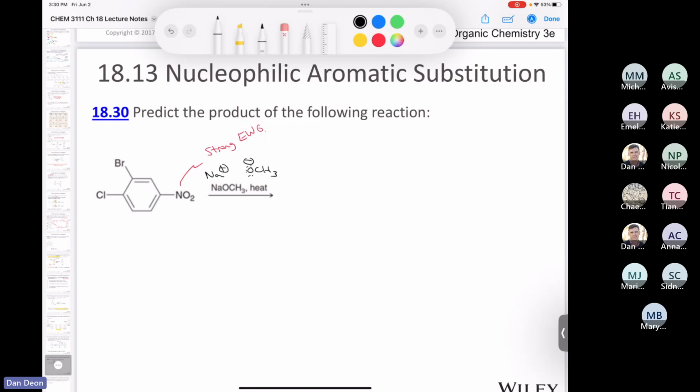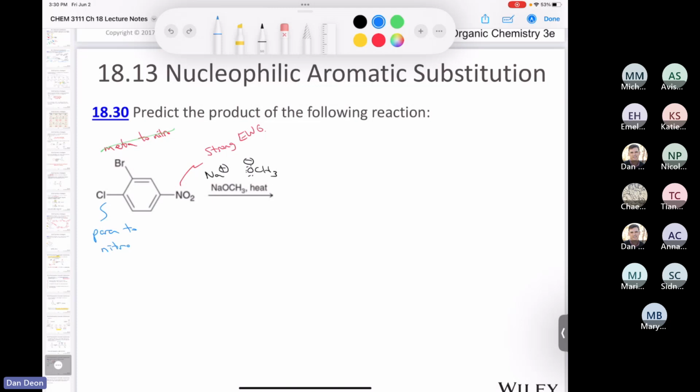My question to you is, where is the nucleophilic attack going to occur? On the bromine or the chlorine? It's only going to occur on one of them. It's going to occur on the chlorine, isn't it? Right? Because the bromine is meta to nitro. And so that's not going to react. But the chlorine is para to nitro. And so it is going to react. All right. There you go.